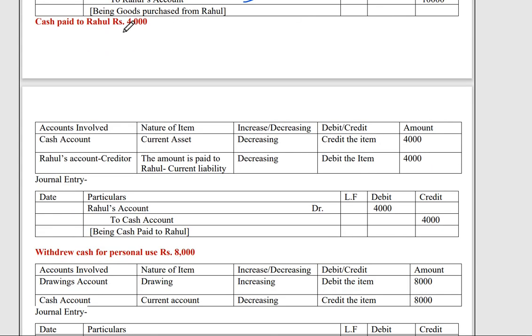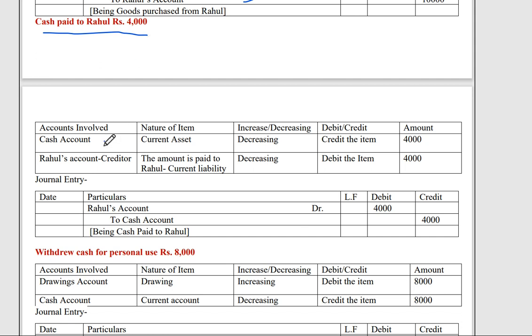Next, cash paid to Rahul, rupees 4,000. With the previous example we understood that we had purchased goods from Rahul on credit basis worth rupees 10,000, which was pending to be paid to him in the future. Now they have specified that cash is paid to Rahul. Out of the 10,000 rupees which was yet to be paid to Rahul, 4,000 rupees is now paid. In this transaction they have specified cash paid to Rahul, rupees 4,000.